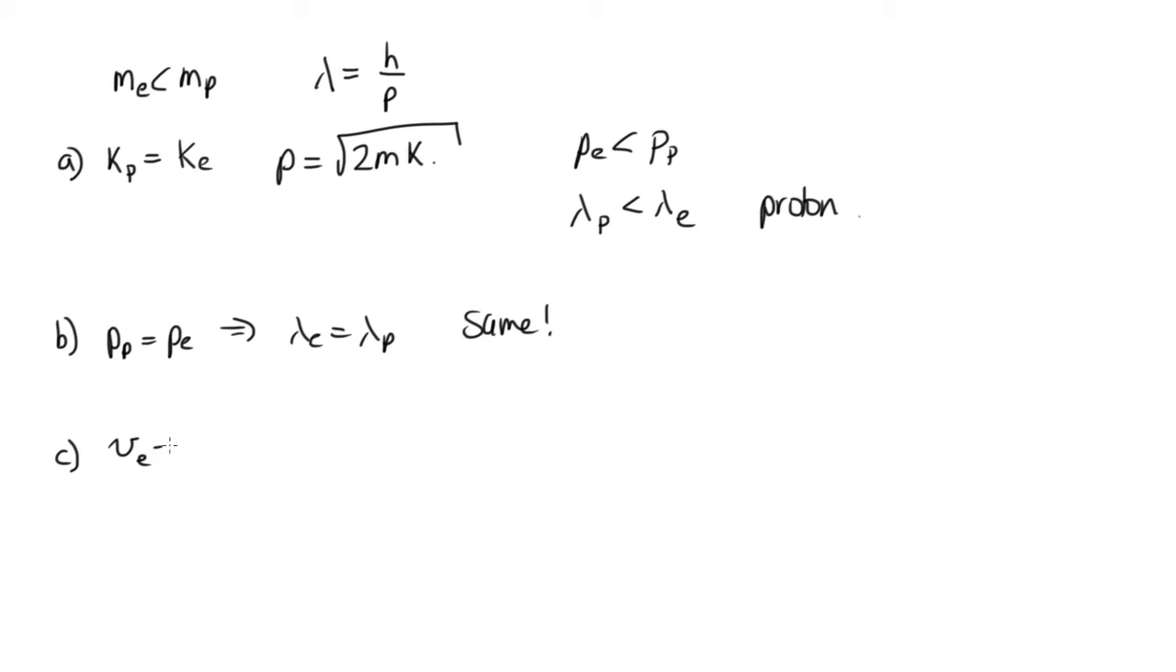So v for the electron is equal to v for the proton. And the momentum's given by mv. So in this case, the momentum for the electron, because it has a smaller mass, is less than the momentum for the proton. So it's the same situation as up here. And so because we're dividing by this, this tells us that the wavelength for the proton is less than the wavelength for the electron. So this is the proton.